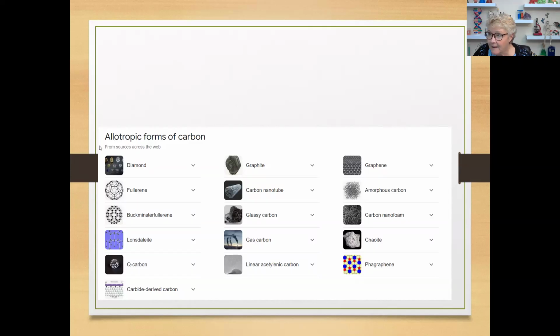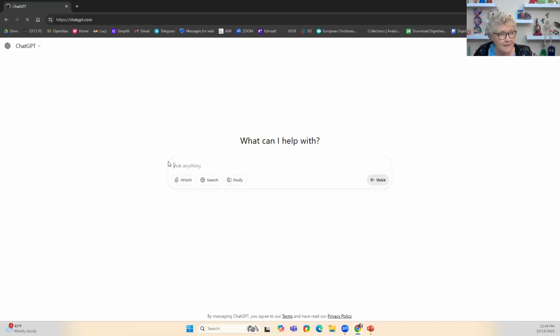Hold on. All right, let's ask about this. Can you turn graphite into graphene with tape and a pencil?